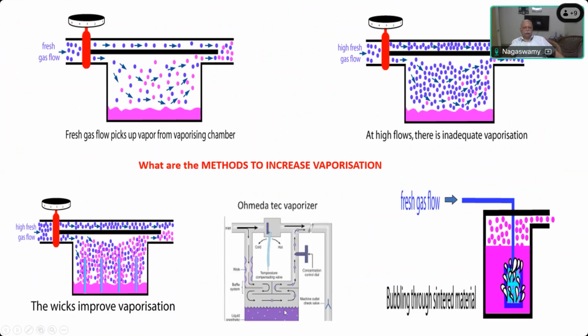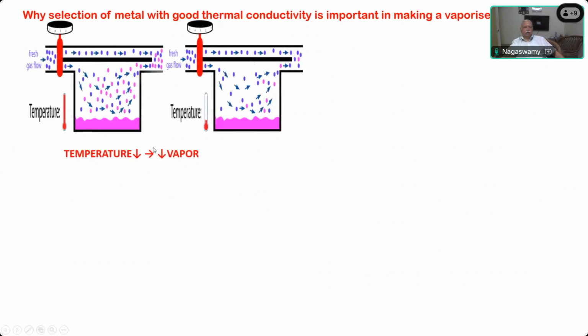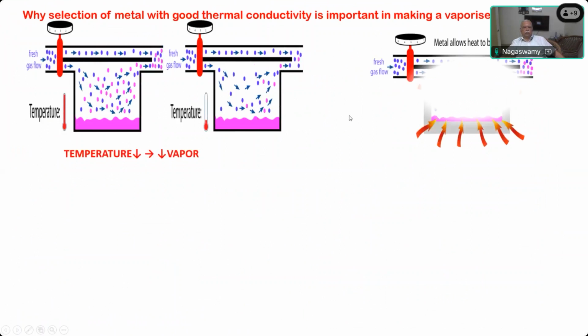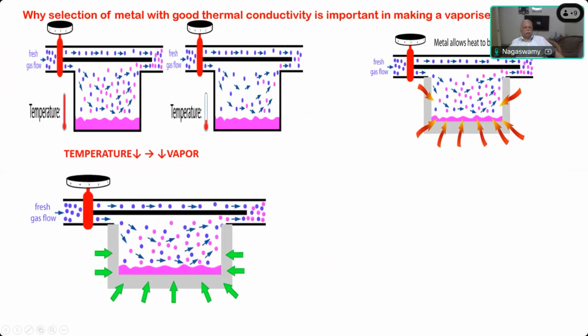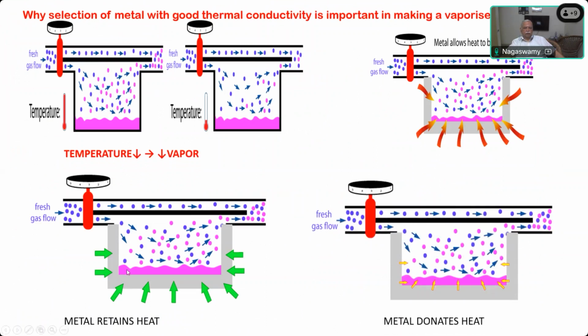And there can be supplied heat also, which will enhance the vaporizer to produce more vapor. And a metal of good conductivity is important because when the temperature is low, the vaporization will be low. So if the metal out of which the vaporizer is made has the ability to pick up the heat, then the amount of vapor formed will also be high. If the metal allows the heat to dissipate, then it will supply that. And when it becomes cold, it reduces. Metal retains heat and metal donates heat. So the selection of the metal with which we make the vaporizer is important for proper vaporization.